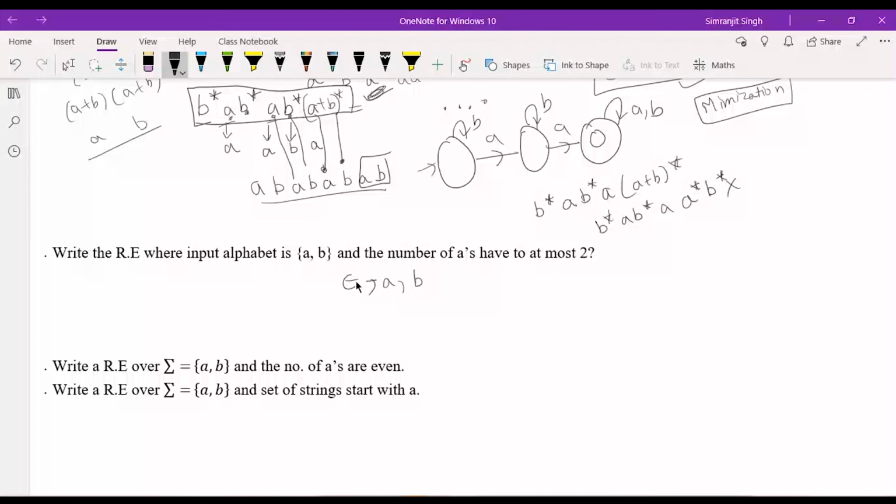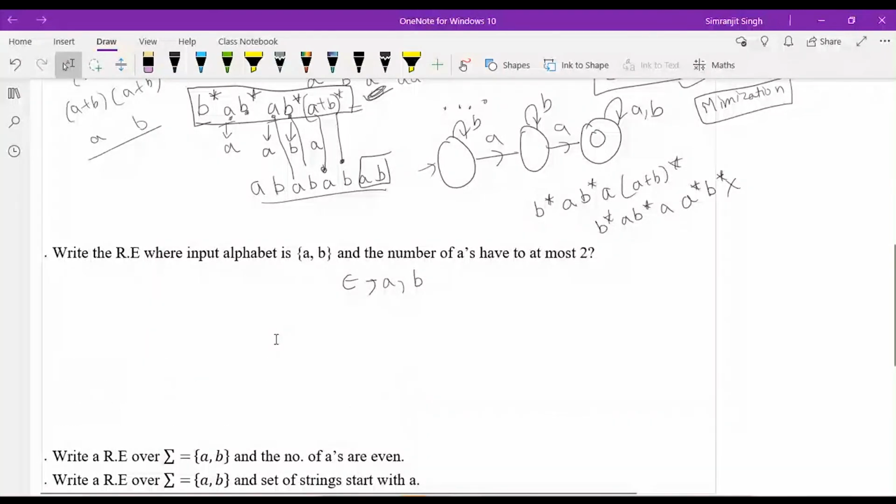Fanindra has written it. Let me see. The expression of Fanindra: epsilon plus b star. So any number of b's can come. Plus b star ab. Yeah, that is also okay. That looks like a very complex expression. So Fanindra has listed every possible combination.